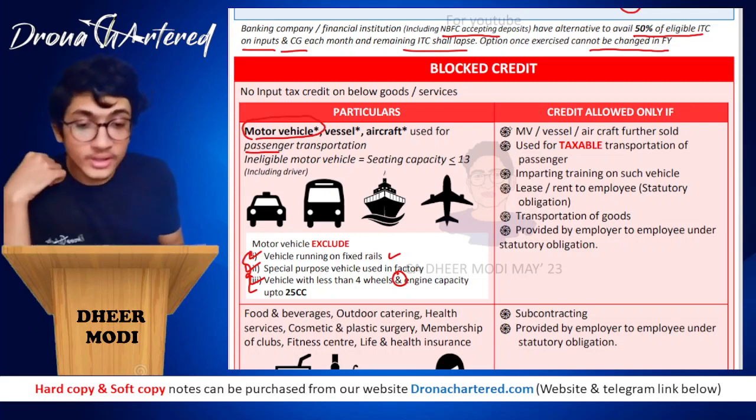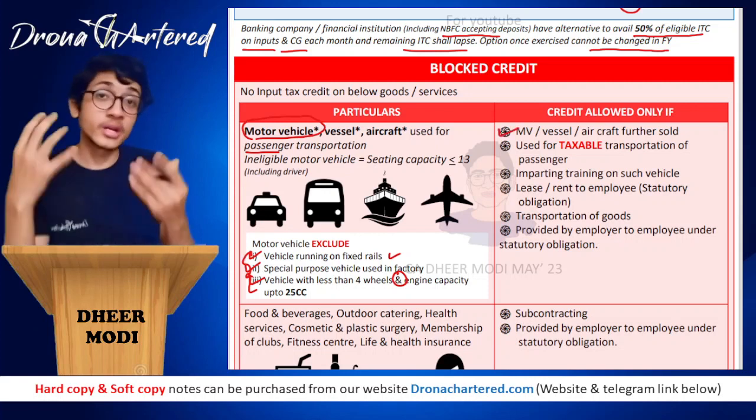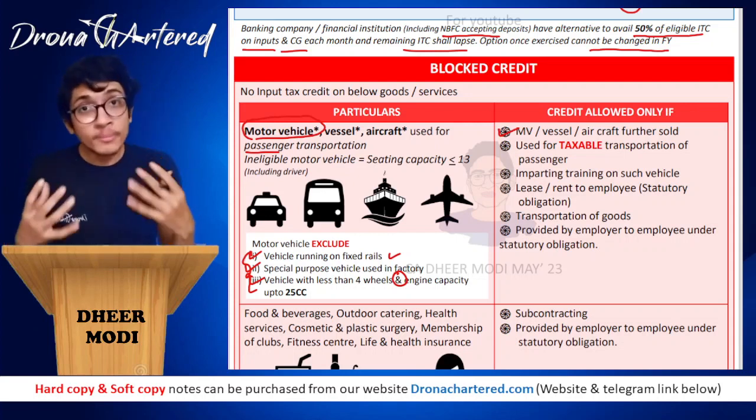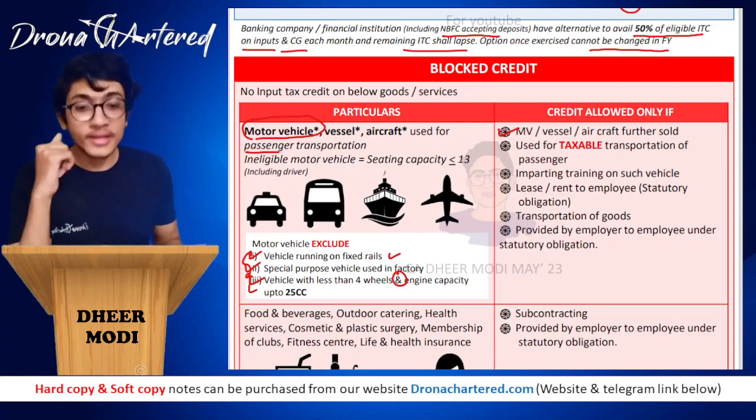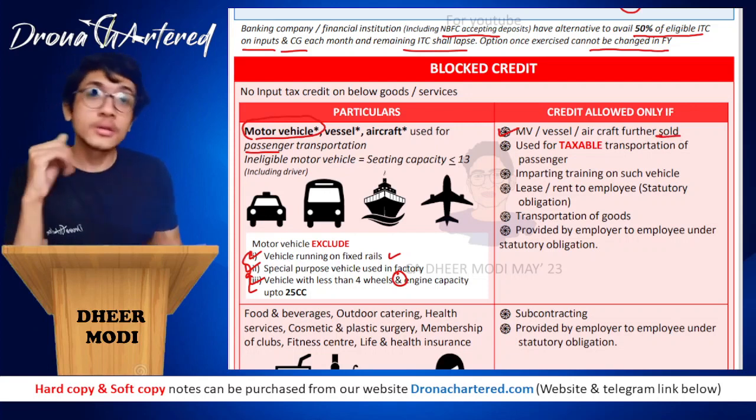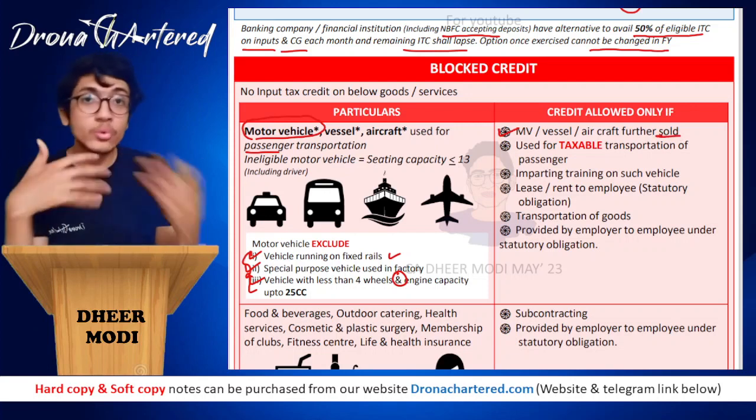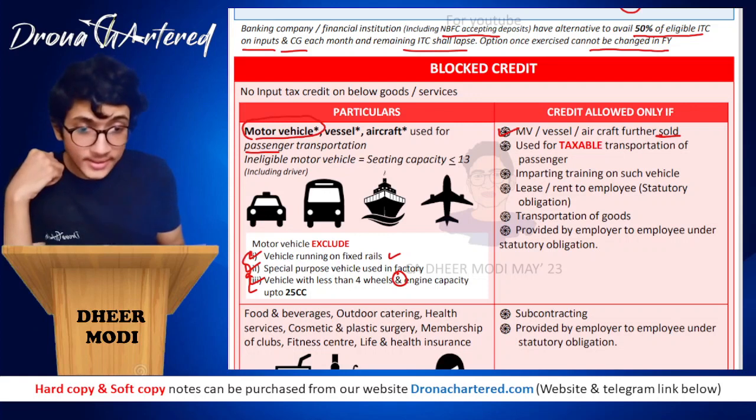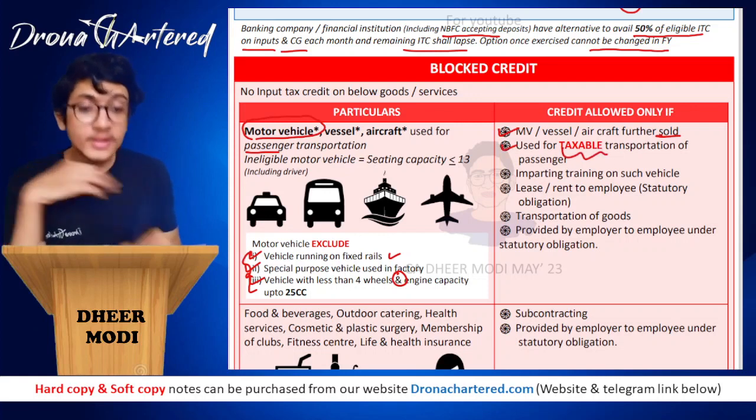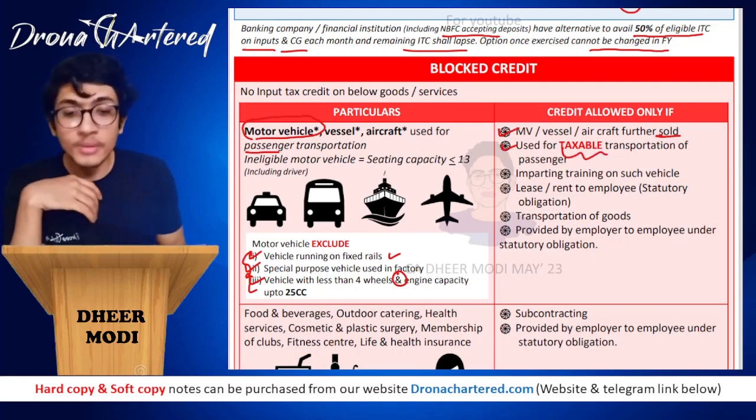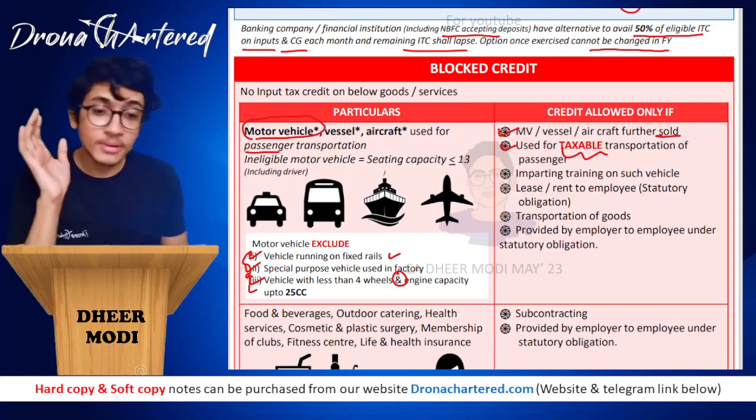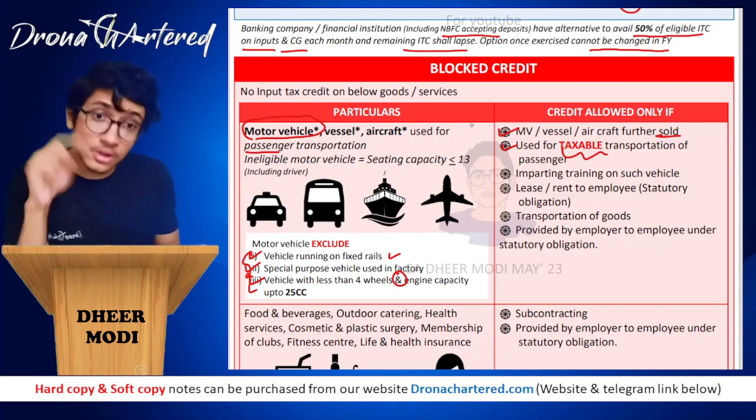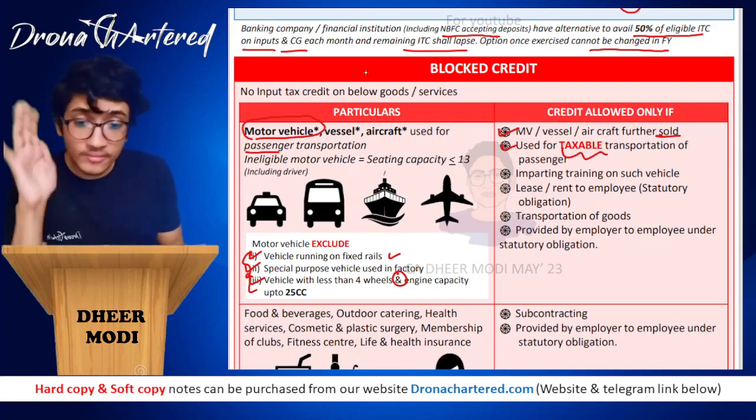Credit will be allowed if this motor vehicle, vessel or aircraft that you have purchased, your whole business is only purchasing and selling. That is, you have purchased it only to sell it forward. So if they are further sold, then you will be allowed ITC because you are a trader of this. Next is if they are used for taxable transportation of passenger. Over here, you remember we said it is used for passenger transportation. However, if it is taxable passenger transportation, then credit on the motor vehicle or whichever vehicle it is, that also will be allowed.